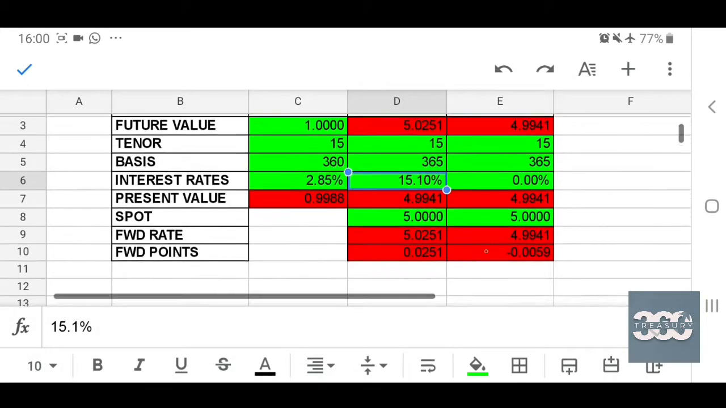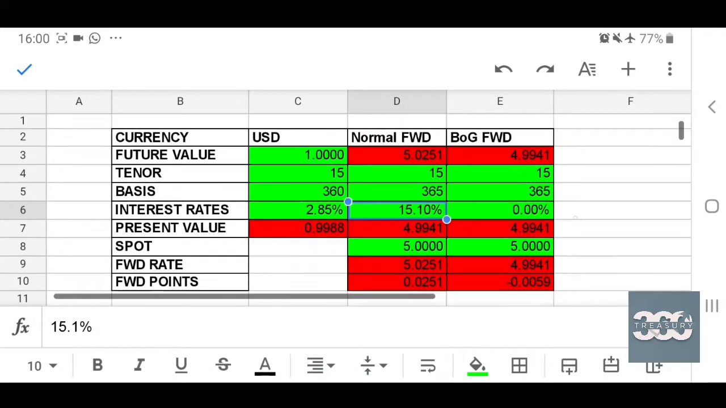Okay, so when we do this, what we've done is to present value $1 for 15 days at 2.85% per annum, and that gives us 0.9988. Now the equivalent, we keep spot the same, so spot price is still 5, and that gives us a CD amount of 4.9941, both for the normal forward and the BoG forward.